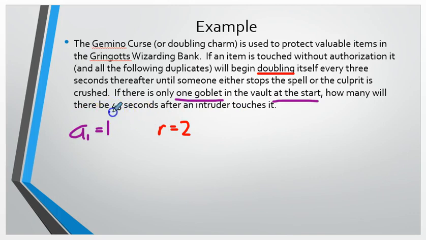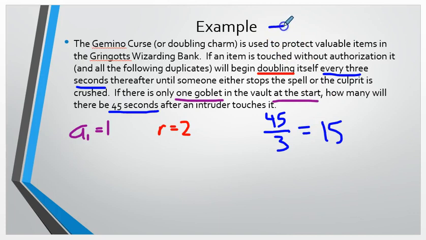Well, to find n, I'm going to use the 45 seconds. So 45 seconds are going to pass total, and the doubling happens every 3 seconds. So right now I have 45 divided by 3. And this number is going to be important for figuring out n. But this number is how many times the goblets double.